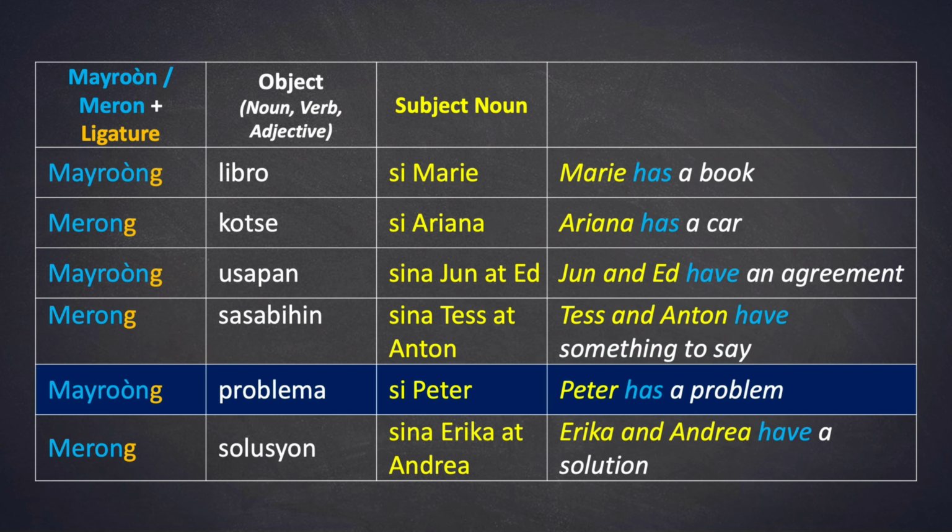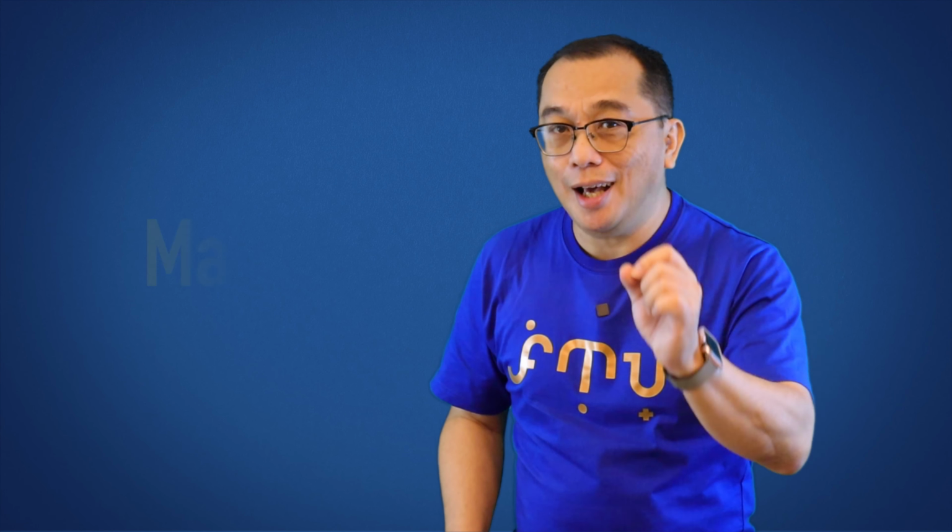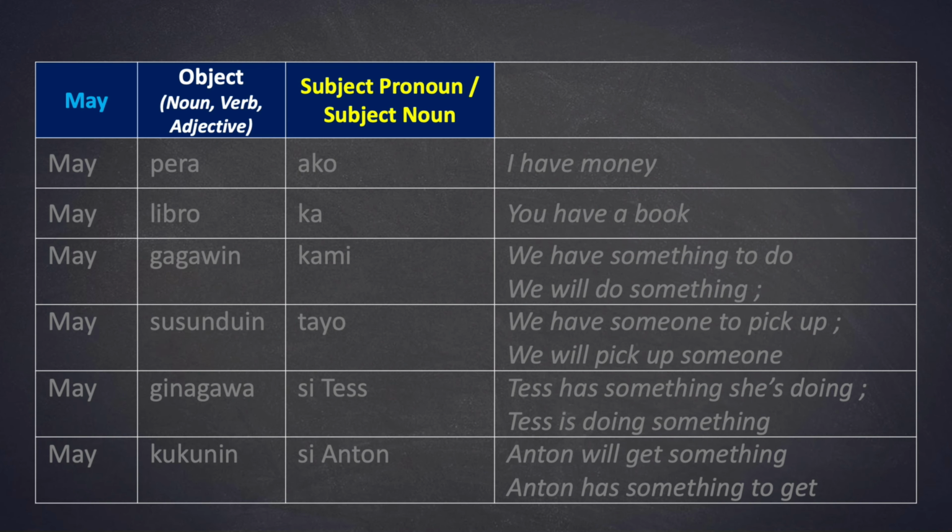Mayroong problema si Peter. Peter has a problem. Merong solusyon sina Erica at Andrea. Erica and Andrea have a solution. Ayos ba? So far, so good? Now, let's talk about may. The pattern is may plus object plus subject pronoun or subject noun.